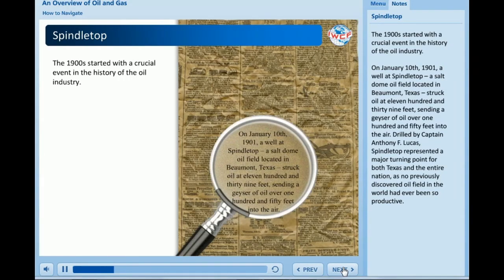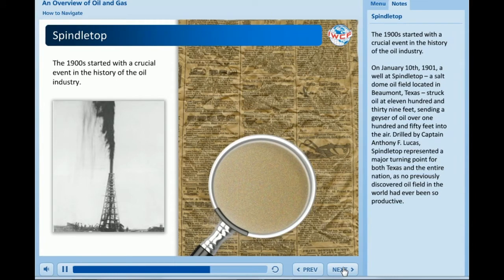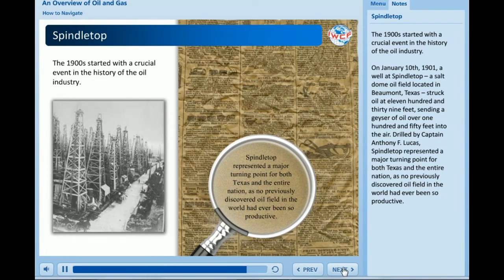On January the 10th, 1901, a well at Spindletop, a salt dome oil field located at Beaumont, Texas, struck oil at 1,139 feet, sending a geyser of oil over 150 feet into the air. Drilled by Captain Anthony F. Lucas, Spindletop represented a major turning point for both Texas and the entire nation, as no previously discovered oil field in the world had ever been so productive.